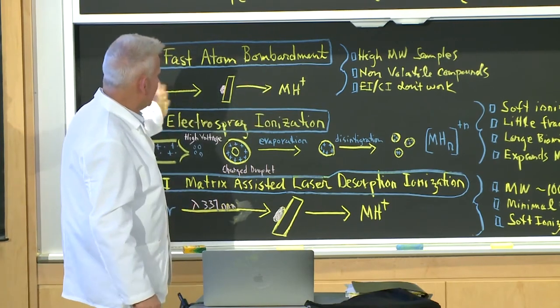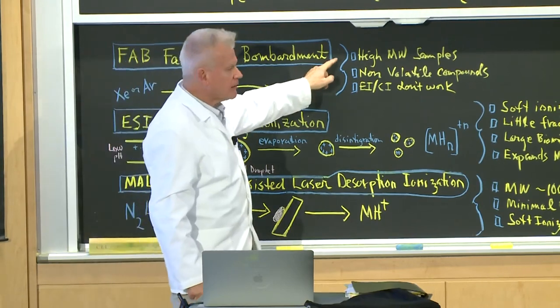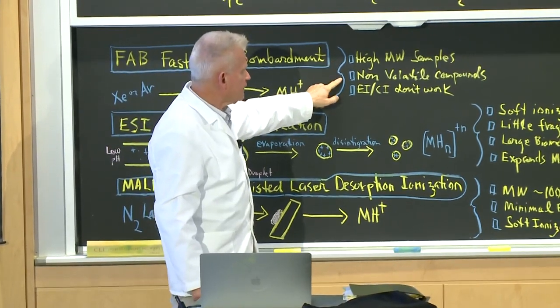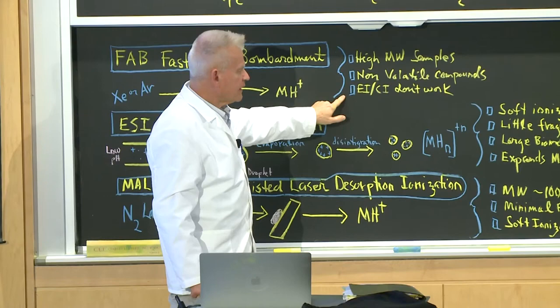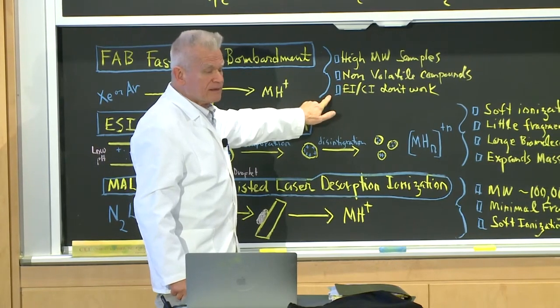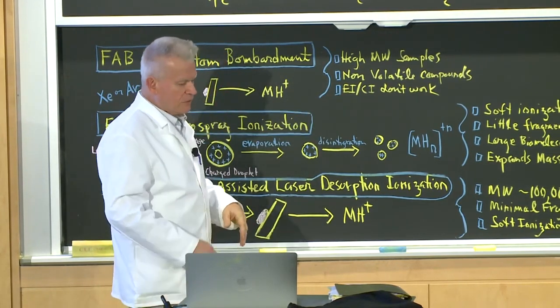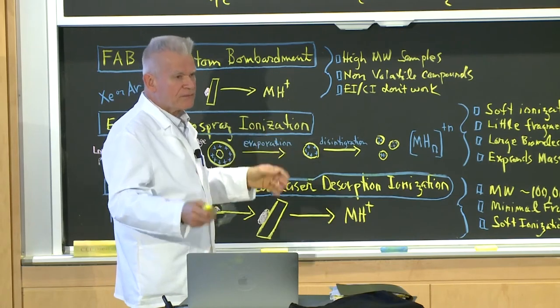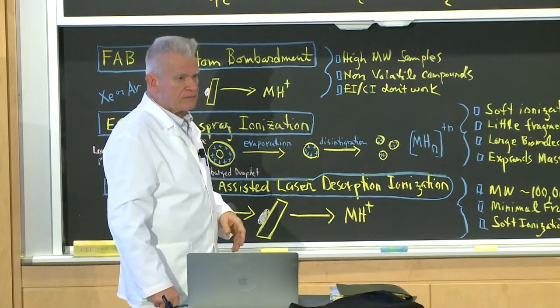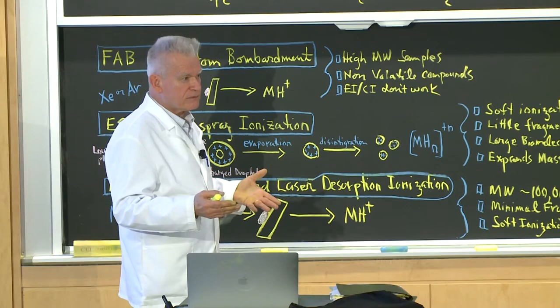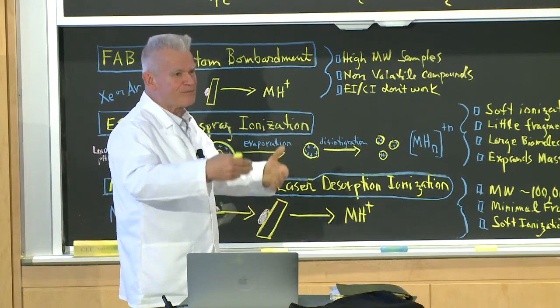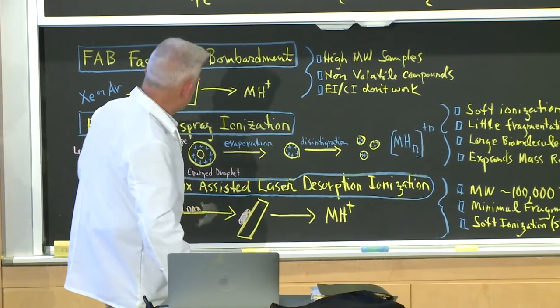The advantages of fast atom bombardment are for high molecular weight samples and non-volatile compounds, where EI and CI don't work. Molecular weights here, I've seen 20,000 or so. So, you can go out, they're constantly making innovations with these.